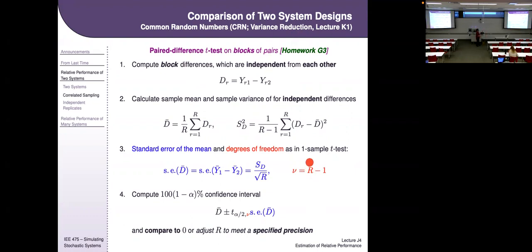And so with that, I have enough info that I can calculate a confidence interval, and I test to see if that confidence interval includes 0. And that's effectively a paired difference t-test, but we can present it as a nice confidence interval, which is much more informative than just presenting a p-value. All right, so that's what you did in homework G3. Any questions about that? About the idea of why we use blocking to reduce variance and thereby tighten confidence intervals?